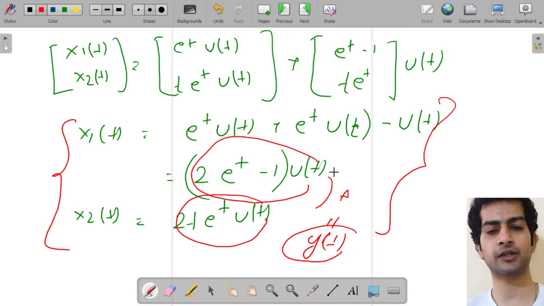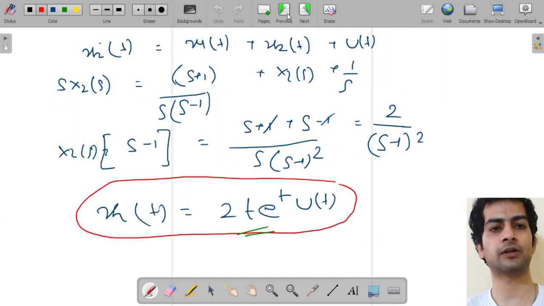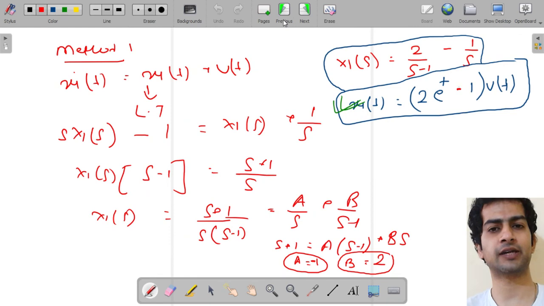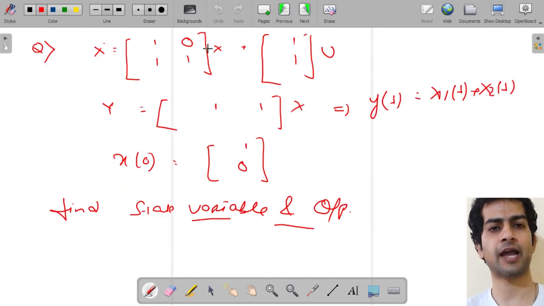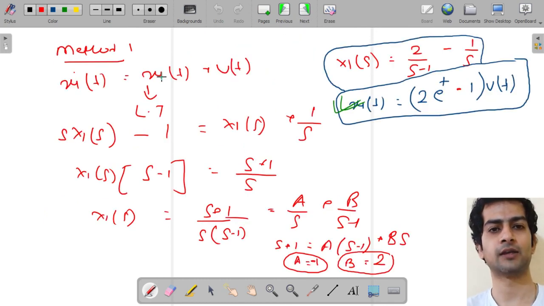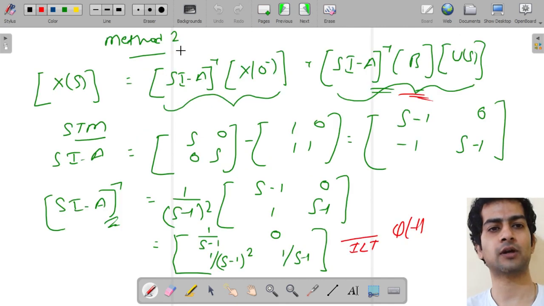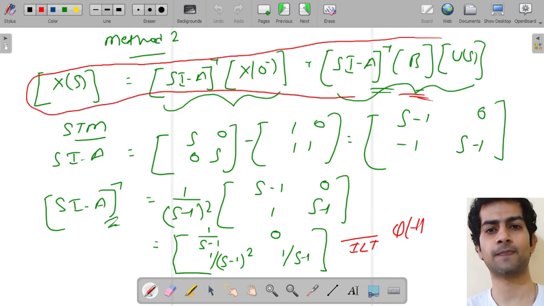For the solution of state variable, I taught you two methods. In method one, no specific knowledge of state space is required. You just have to expand it and you will get x1(t), x2(t). Then you can apply y(t) in this way. In method two, you should remember this expression. Then you can solve it part-wise. First take this, add it, and you will get the solution of a state variable. Then you will get the output.